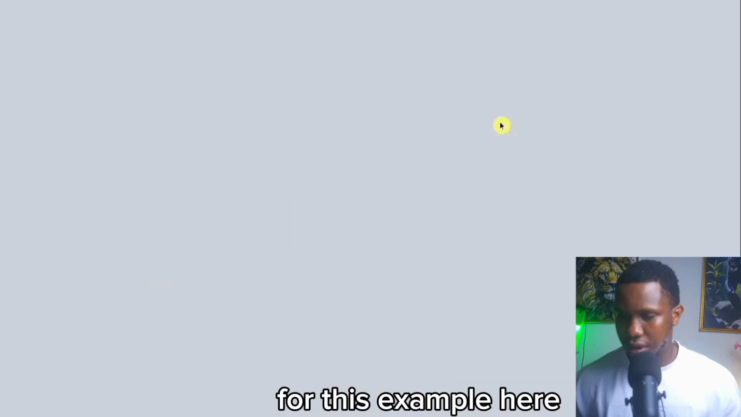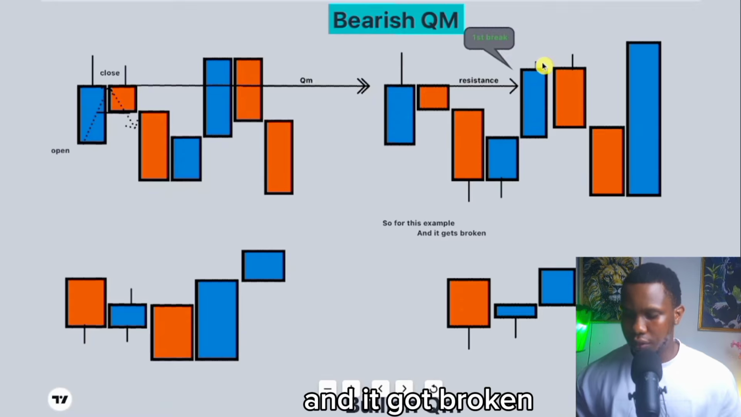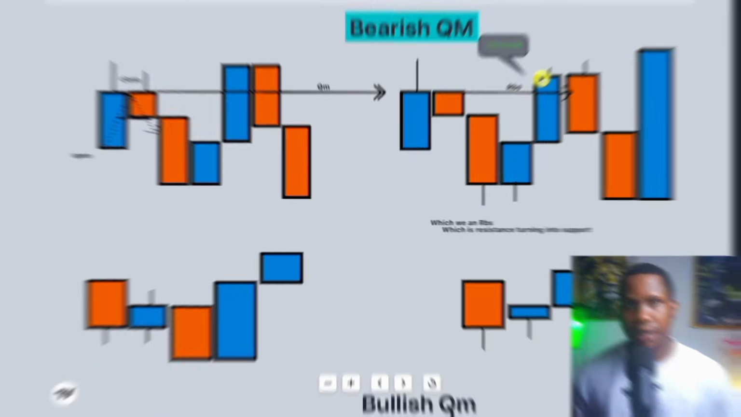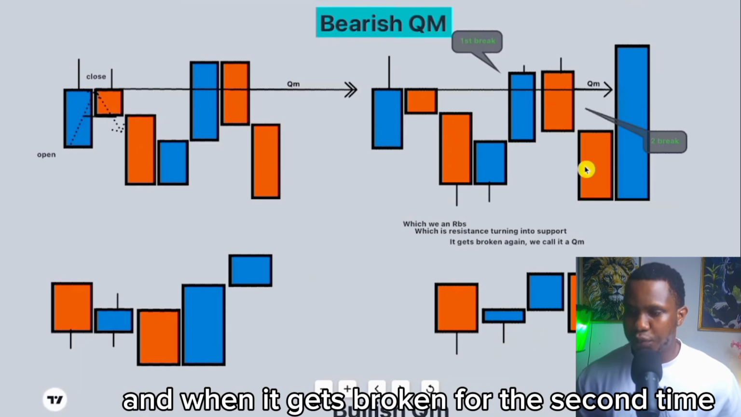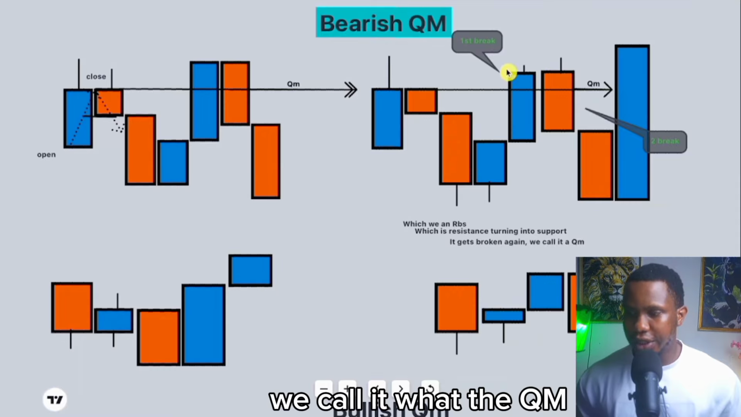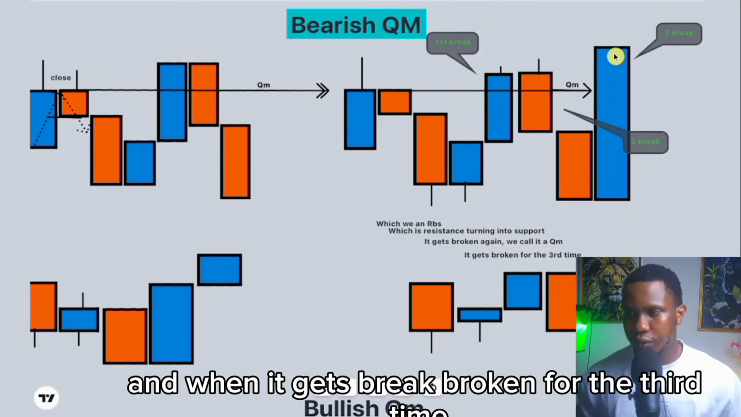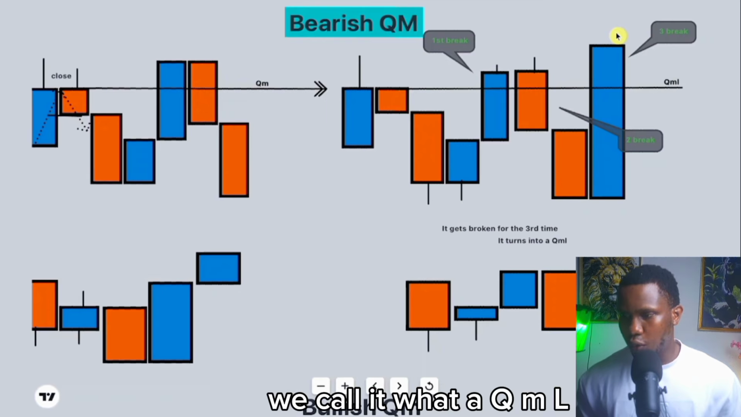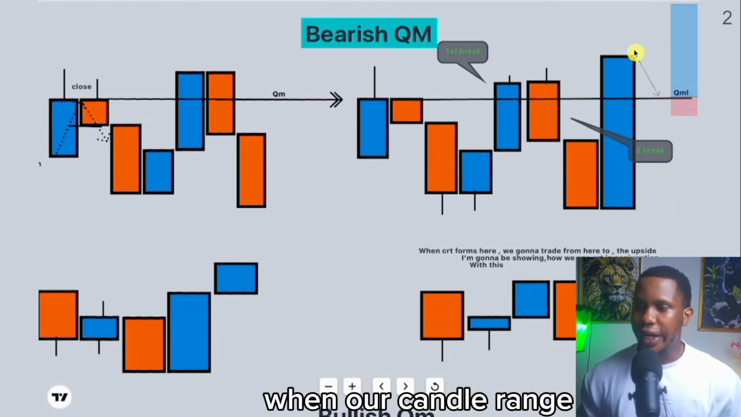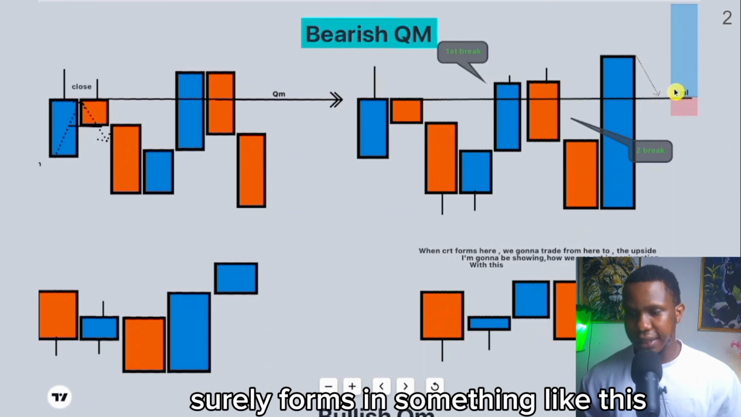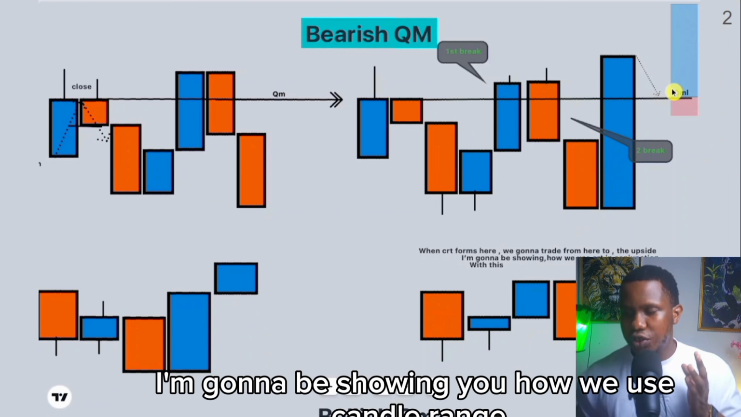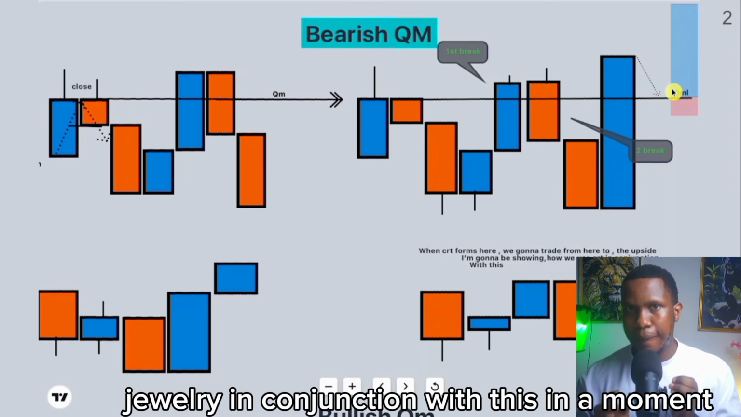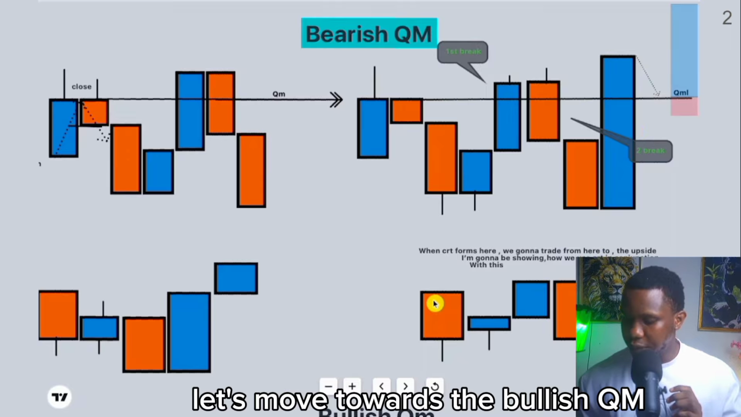For this example here, we had what? An A shape, which is our resistance, and it got broken, which we call an what? An RBS, which is simply a resistance turning into what? A support. And when it gets broken for the second time, we call it what? The QM. And when it gets broken for the third time, we call it what? A QML. When our candle range theory forms in something like this, we're gonna trade from here towards the upside. I'm gonna be showing you how we use candle range theory in conjunction with it in a moment. We'll master this first. Let's move towards the bullish QM.